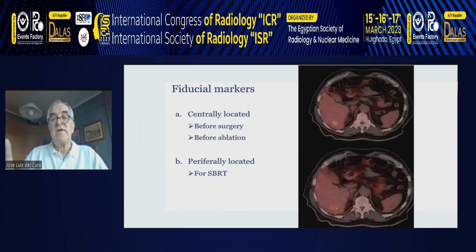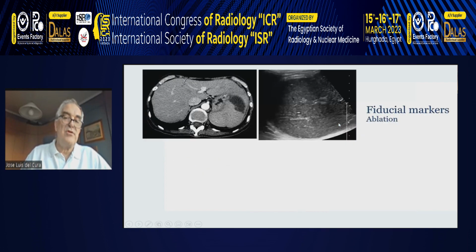The fiducial markers are placed in two ways. First, we can use them in the middle of the lesion, intended as a guide for surgery or for ablation, but we can also place them for stereotactic radiotherapy. In this case, we usually place a couple or three small markers surrounding the lesion to guide the radiotherapy during this kind of procedure.